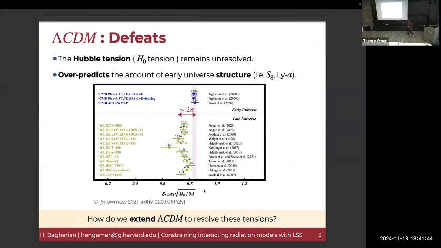So how do we extend Lambda CDM? So after having talked about how great Lambda CDM is and its small deficiencies when it comes to the Hubble and the large-scale structure tension, how can we change this model, how can we extend Lambda CDM, improve on it to potentially address these tensions?